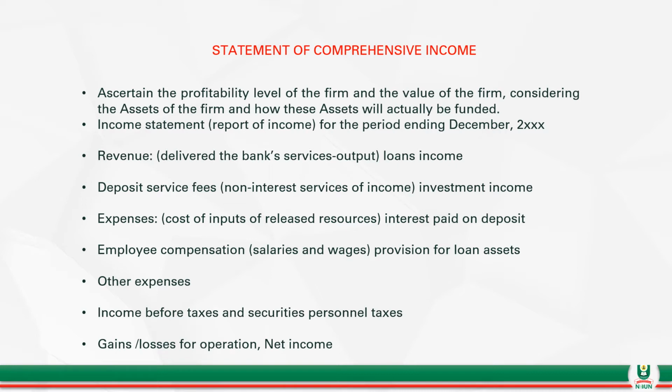Statement of comprehensive income. The statement of comprehensive income ascertains the profitability level of a firm and the value of such firm, considering the assets of the firm and how these assets will actually be funded. Income statement, that's the report of income for the period ending December, for instance, 2008. It also considers the revenue. The revenue is delivered in bank services. That is the output.